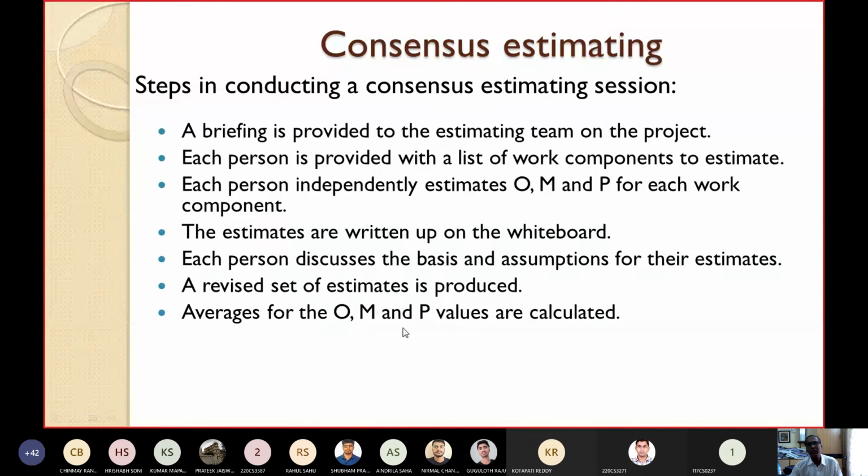Averages for the O, M, and P values are calculated. These values are used in the formula. After getting the average values of O, M, and P, they are used in the formula where the estimated effort is equal to O plus 4M plus P divided by 6. That will give you the actual estimate. So this is how we use consensus estimating.